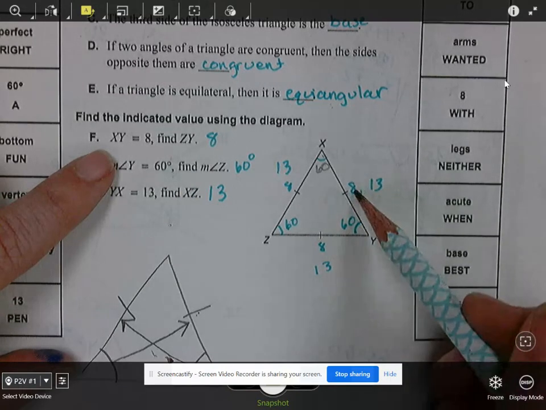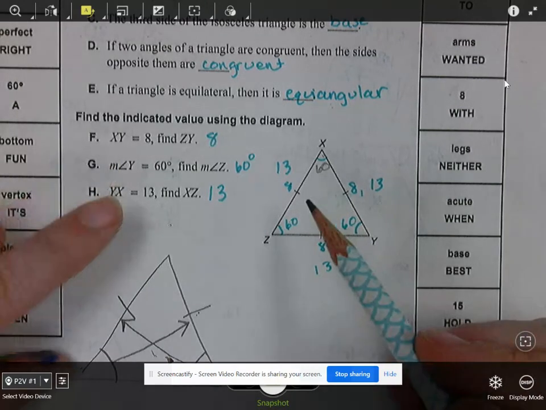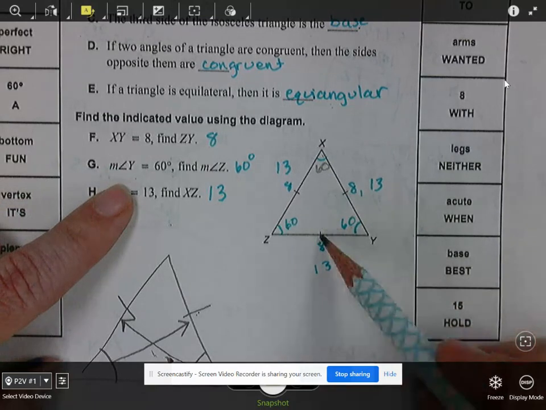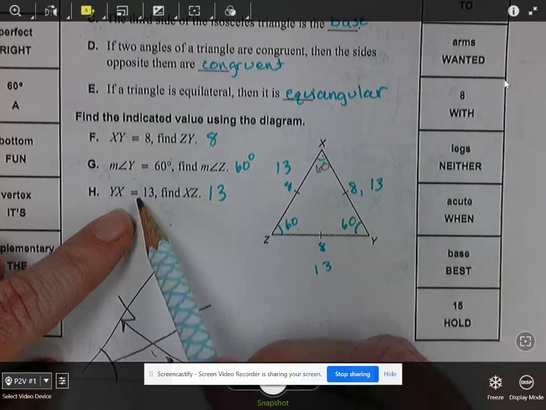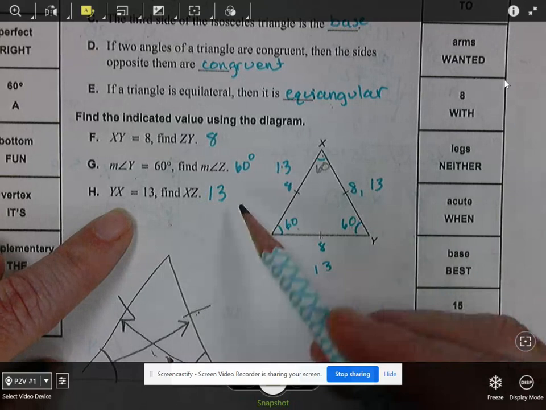So if XY is 8, then ZX is 8 and ZY is 8, and so ZY is 8. If Y is 60, and these are all congruent because all the sides are, so that means all the angles are, so then Z would be 60 degrees. And if YX is 13, then all three of these sides are 13, so XZ is 13.